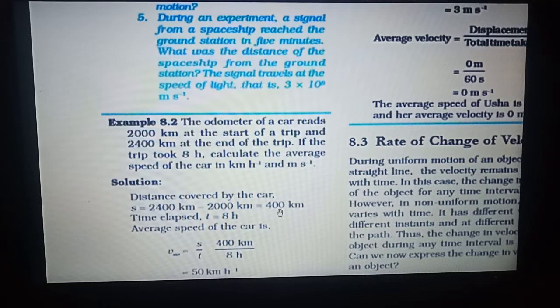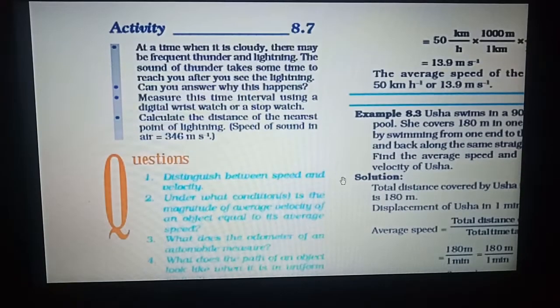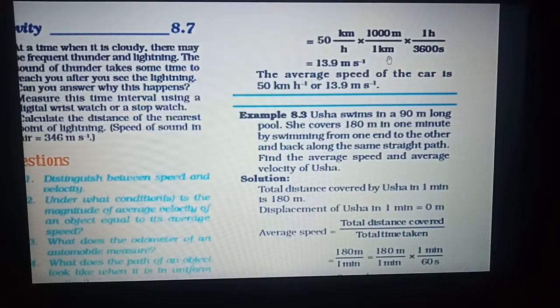The resultant is 400 kilometers for the total trip, and the time taken is T equal to 8 hours. So velocity is equivalent to S upon T. S is your distance, 400, and time is 8 hours. So we will get 50 kilometers per hour. Now in the question it is given that you have to calculate the average speed in kilometers per hour and meters per second. Kilometers per hour we have calculated, and now you can convert it into meters per second, which is given to you at the end of the numerical, which you can calculate.